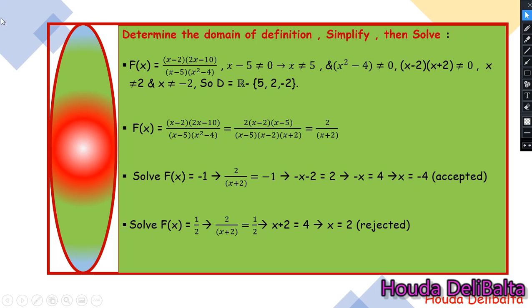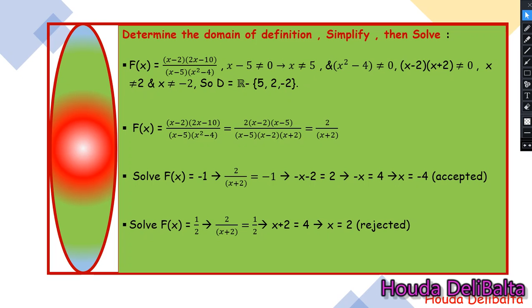First of all, I have to determine the domain of definition, the defined values of x. So x minus 5, I look at the denominator, should not be 0, then x should not be 5. x squared minus 4 should not be 0, then I have to use the factorization to split x squared minus 4 into x minus 2, x plus 2 should not be 0, then x should not be 2, and x should not be minus 2. So the excluded values are 5, 2, and minus 2.